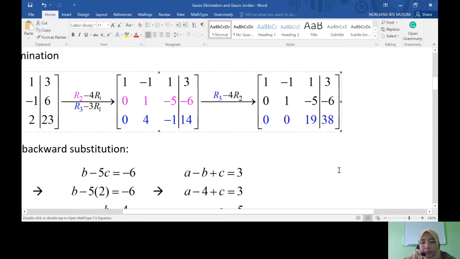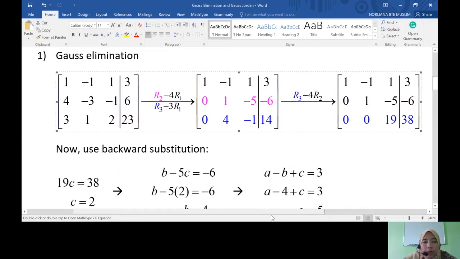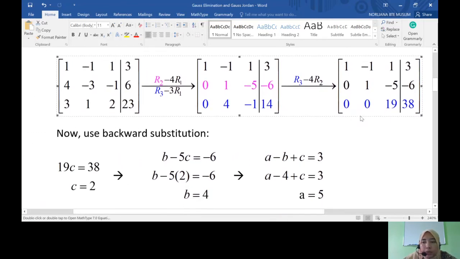So we do backward substitution. From the last row, row number 3, write down 19C is equal to 38. So we solve for the unknown C. So we have C equal to 2. You can verify this value using your calculator. After row number 3, we move to row number 2. So this will be 0A plus B minus 5C equal to -6. So you can write it down like this, right?